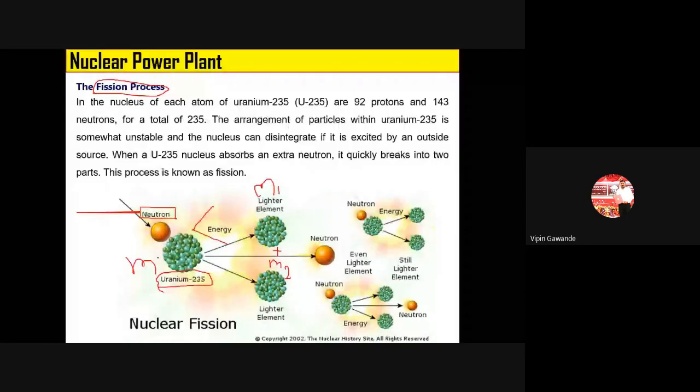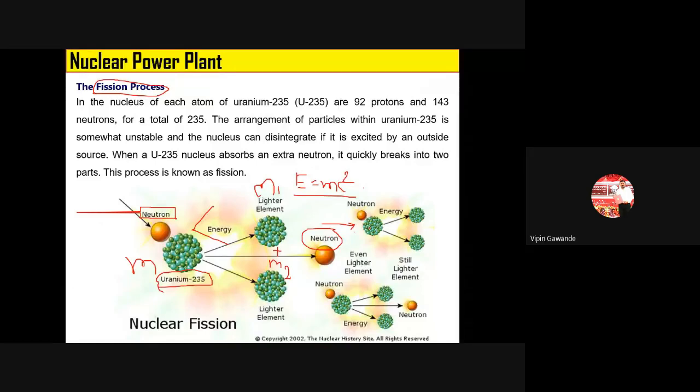According to Einstein's equation, if mass is lost, it is converted into energy. So we get a lot of energy here. That is the generation of energy because of the fission process. Similarly, this reaction also generates neutrons. This neutron is used for the next chain reaction. The neutron strikes another uranium nucleus, which again generates two lighter elements and a lot of energy.